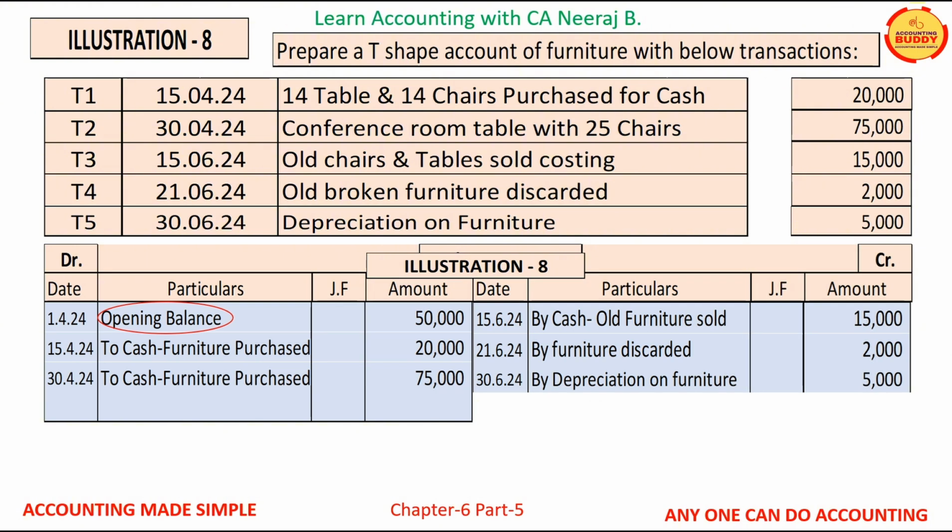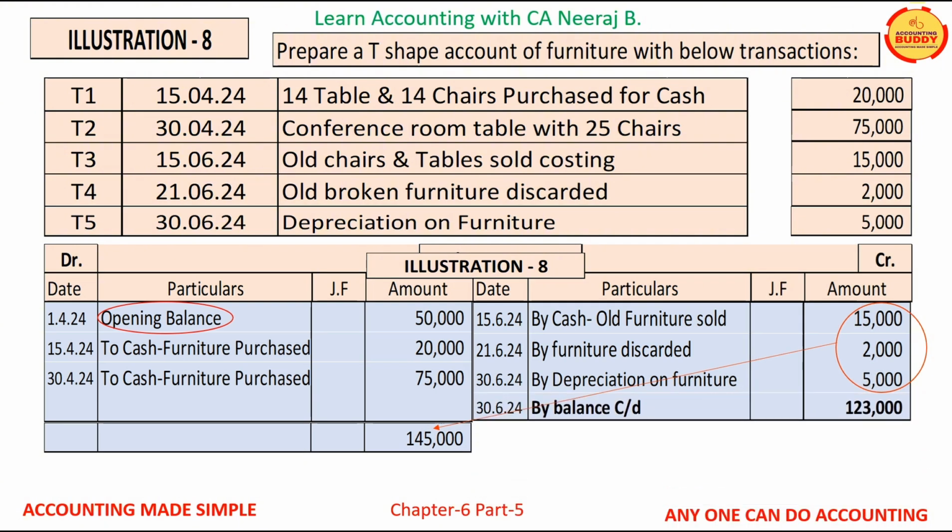Let us now balance the furniture account. The total of left hand side, that is the debit side of the furniture account, is 145,000. Now if we deduct the lesser credit side transactions from the total of debit side transactions of 145,000, we are left with a closing balance of 123,000 as on 30th June 24, and is represented as balance carried down.